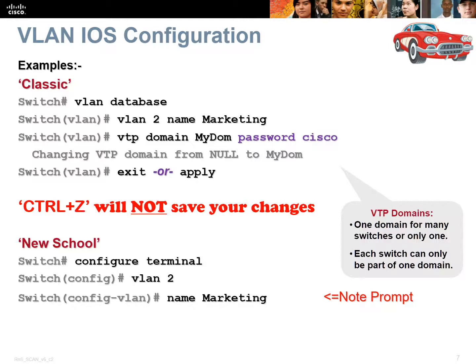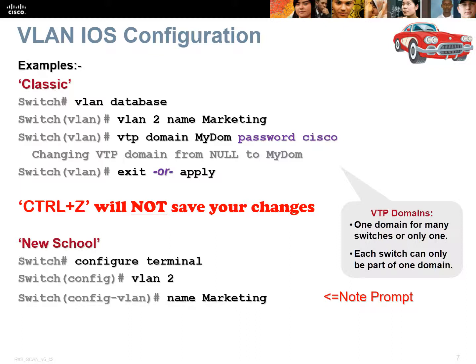If you are reading older material, you'll find that they talk about creating VLANs in a different style. And this is the old school, or the classic, where you type the command vlan database, and then you get a whole new prompt. You set up your VLANs, your domain name, your password, and you must type exit or apply. If you just do Control Z, everything's lost.